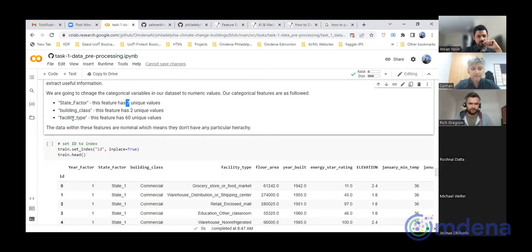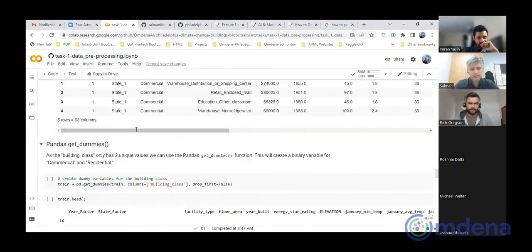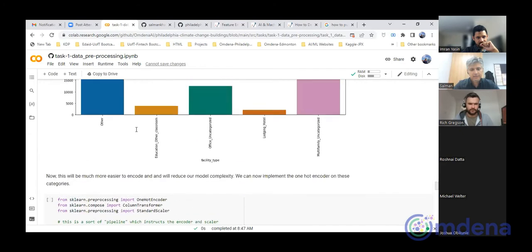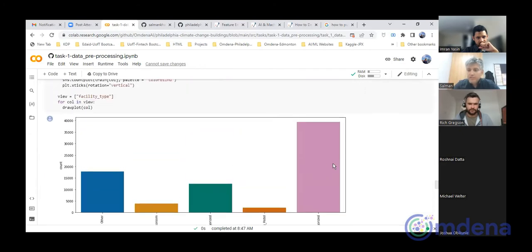For facility type, we had to come up with an idea. In the last meeting, we decided that we should group them, because when you look at the distribution of the data, there were 60 buildings, and one of the buildings was way huge, and all the other buildings were pretty small. So we put together different facility types into one category.